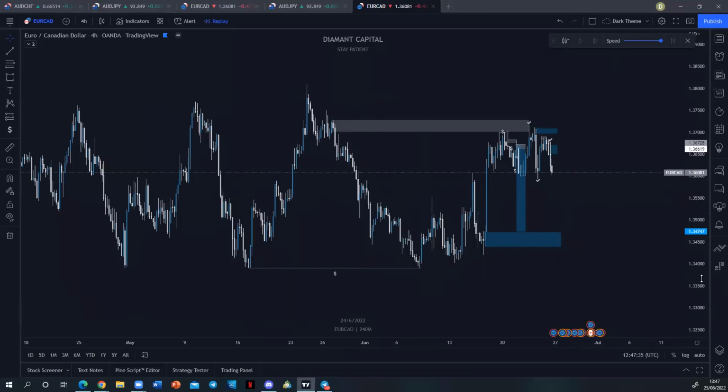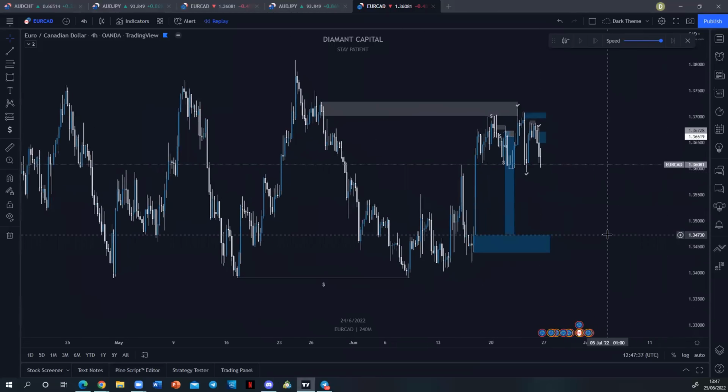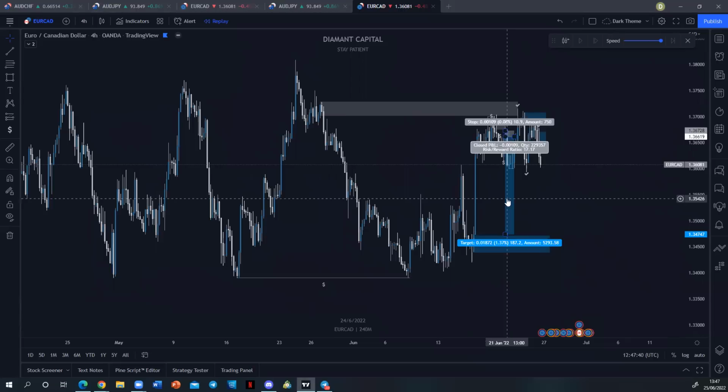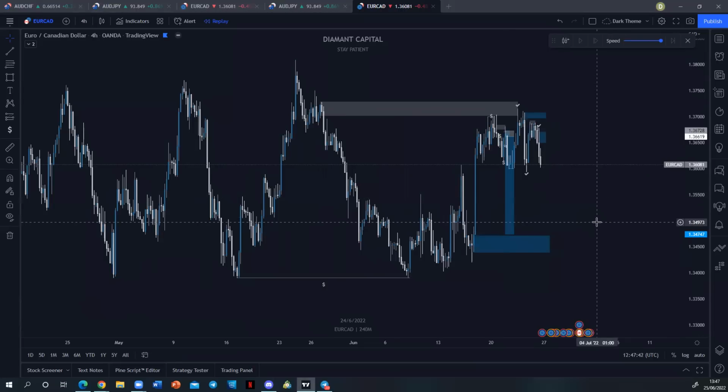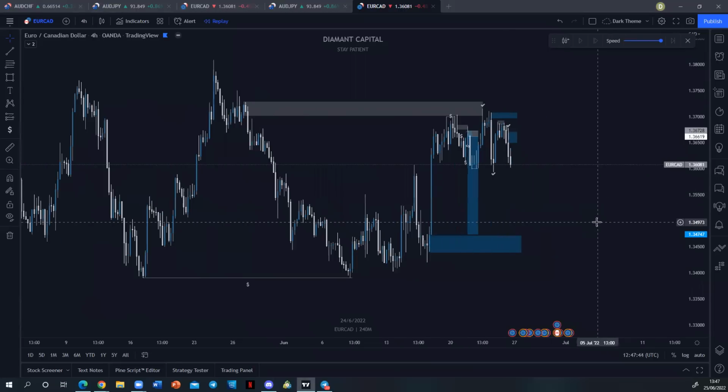Now, with this, what did we identify? So on the weekly call, I identified EuroCAD. Fundamentally, I'm going to be looking for sells. The next step was finding out our 4 hour and our 1 hour point of interest. So this is what we had identified.